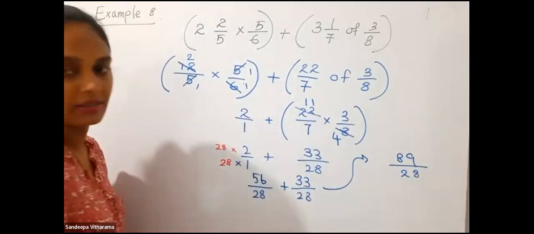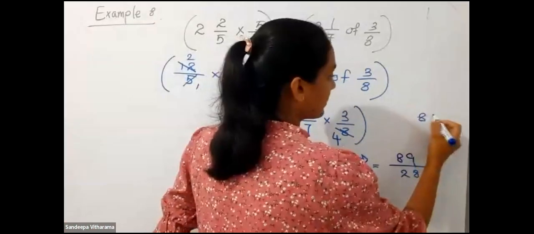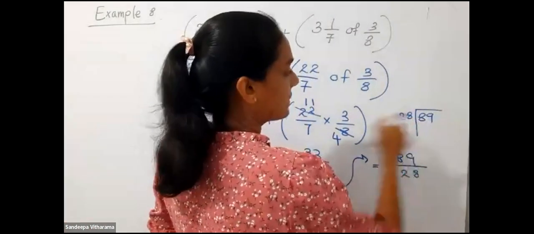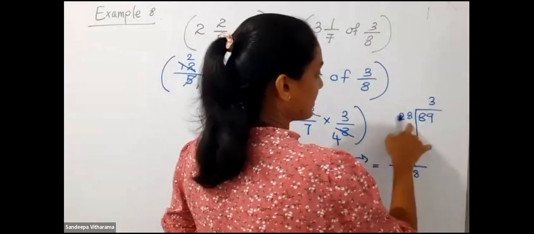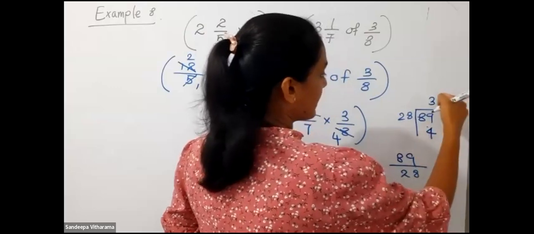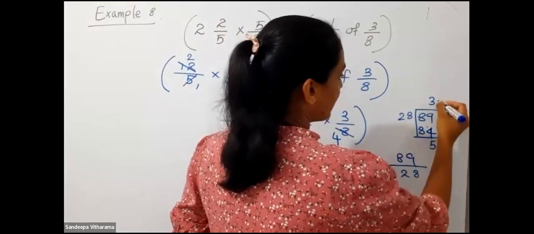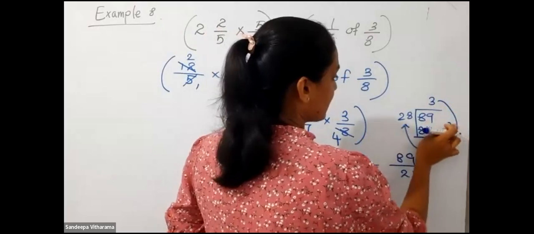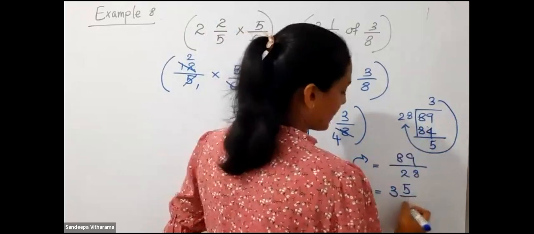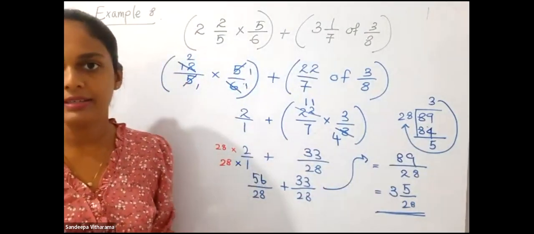89 upon 28. Okay, this is an improper fraction. So you have to convert this into a mixed number. How many 28s are there within 89? 3. 3 into 8 is 24. 2 remain. 3 into 2 is 6 plus 2 is 8. So now how do you write this one? In a minute. 3, then 5, next 28. It is 3 and 5 upon 28 is the answer.